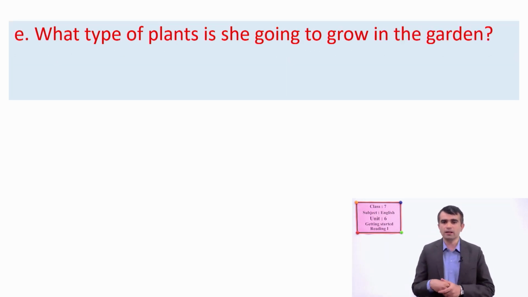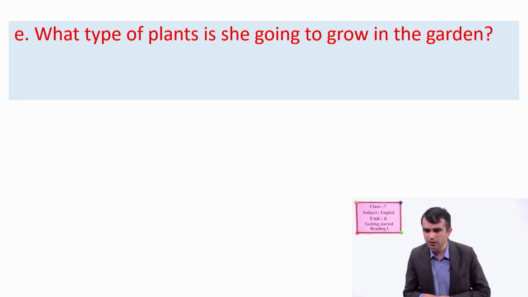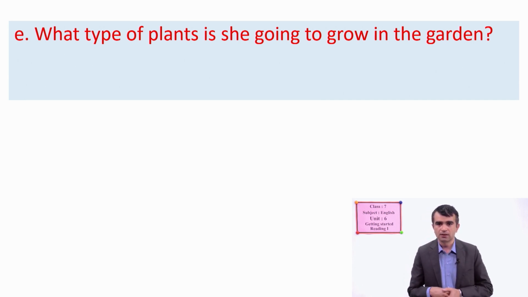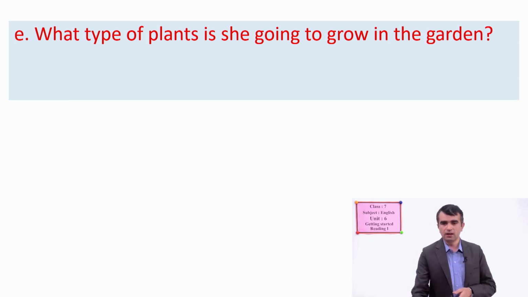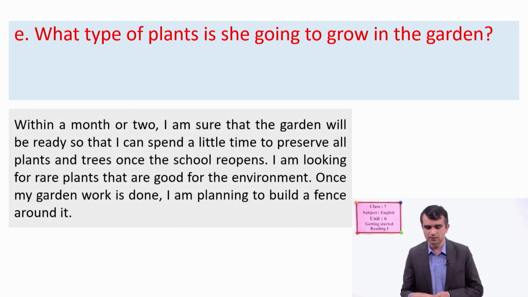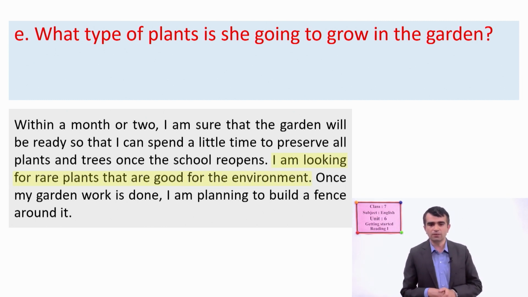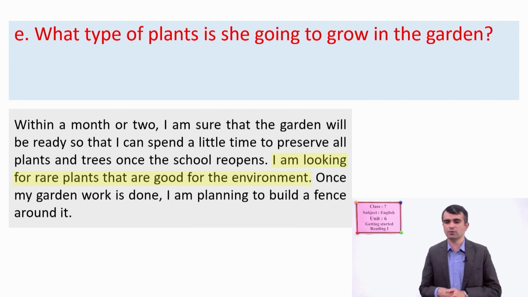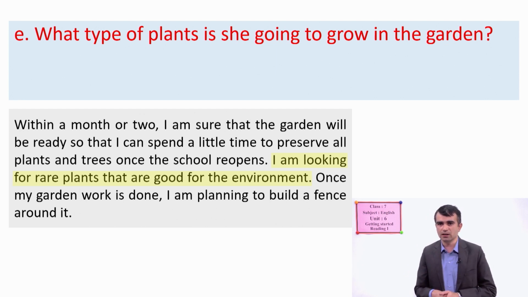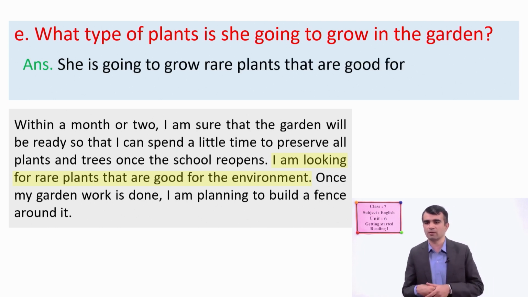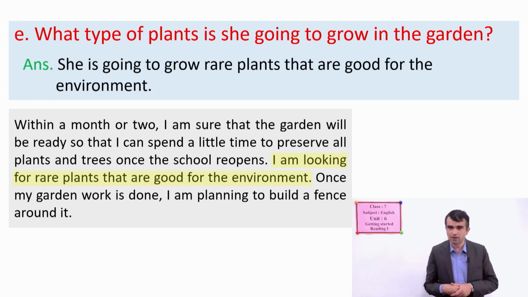Now, next one, number E. The question is, what type of plants is she going to grow in the garden? Does she talk about the plants she wants to grow? Yes, she does. In this part of the lesson, you can find the answer. Okay, see there. She says, I am looking for rare plants that are good for the environment. Not commonly found plants, and which are good for the environment. So what's your answer then? Very good. Okay, you can write, she is going to grow rare plants that are good for the environment.